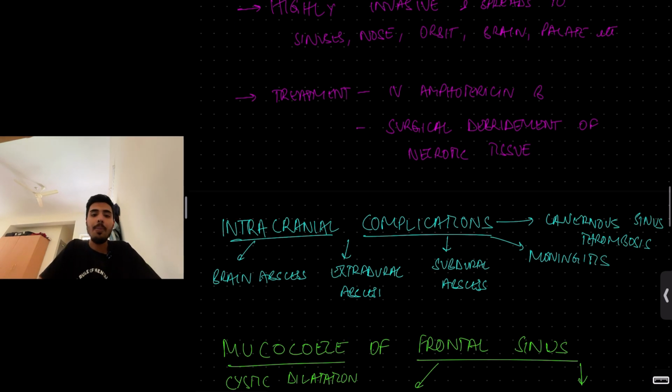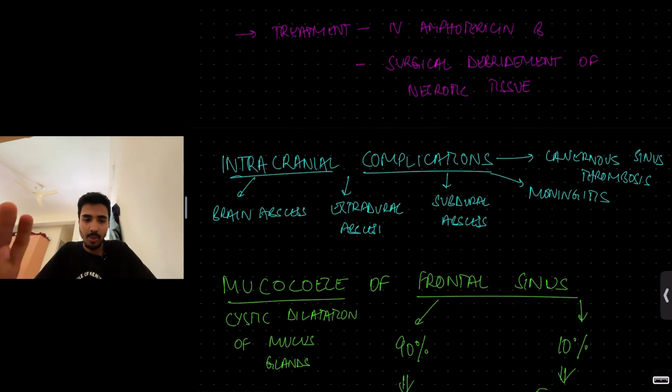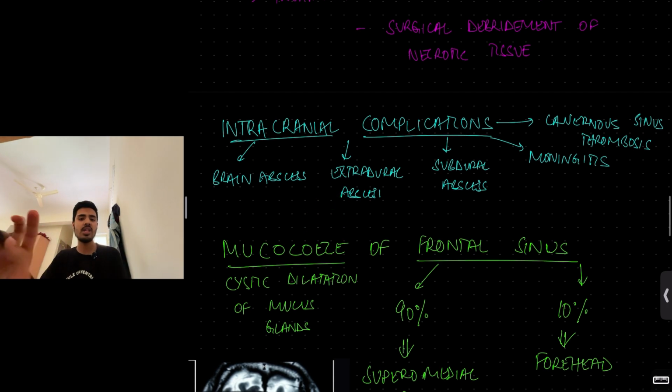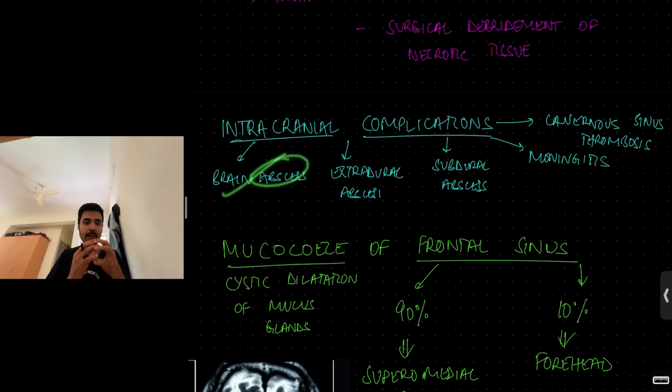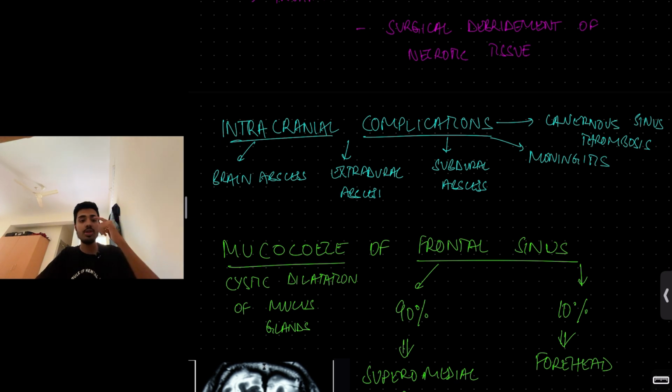Then coming to complications of sinusitis. I've combined two chapters into one, complications of sinusitis. 3-marker, only single topics. I'm doing only the single topics. 3-marker intracranial complication. Just remember abscess, 3 abscesses: brain abscess, then subdural abscess, then extradural abscess. So 3 abscesses, then meningitis and cavernous sinus thrombosis. So from the dangerous area of the face, cavernous sinus thrombosis and meningitis. So that is intracranial complication.